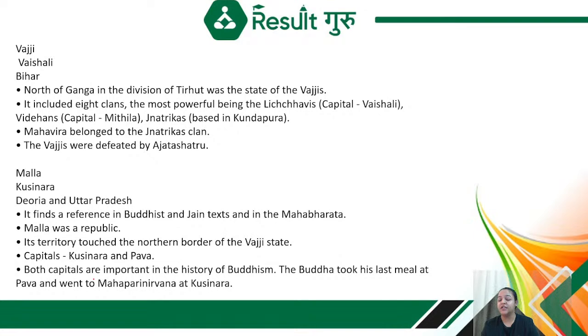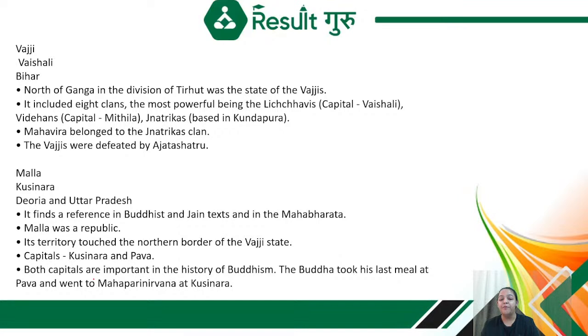Malla, and where is the capital? The capital is Kusinara. And where is it located present day? It is located in Deoria, Uttar Pradesh. It finds reference in Buddhist and Jain text and in Mahabharata also. It was a republic, meaning it was governed by a Gana or a Sangha. Its territory touched the northern border of the Vajji state. Capitals are Kusinara and Pava. Both capitals are important in the history of Buddhism.